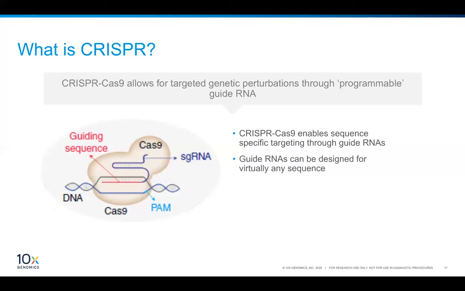So CRISPR screens allow you to profile thousands of gene targets simultaneously with goals such as to identify novel drug targets and to accelerate hit identification and lead optimization.